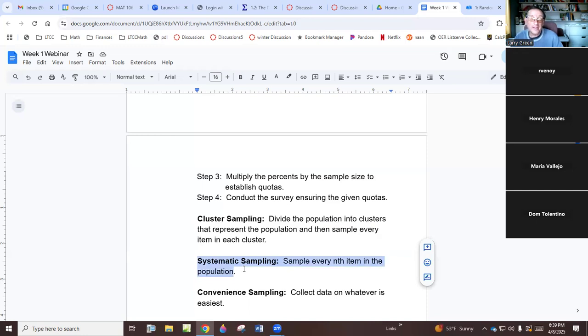Okay, and that's pretty good at preventing bias, by the way. It especially works well for observational studies when you're just observing. One problem if you're doing a survey where you're asking somebody is that they may not want to answer your question, so then you have to give them money or something to make them answer. Any questions on systematic sampling?